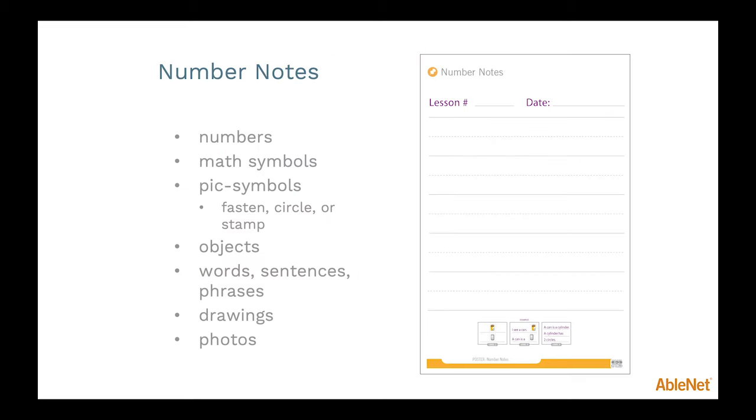In number notes, similar to the way the students talked about what they learned and similar to the ways in which they wrote about what they learned and what they saw during the discussion activity on the first page, students have an opportunity to write on the number notes page using numbers, stamps, math symbols, pick symbols, choosing and fastening objects, dictating word sentences or phrases, drawing what they have learned about, or using photos. These are all ways students can write about math.